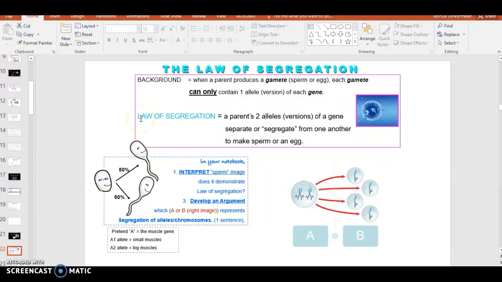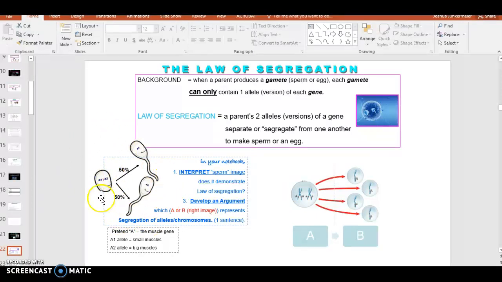Here we have the rest of the definition. Law of segregation: a parent's two alleles, or versions of a gene, separate or segregate from one another to make sperm or an egg. And then below we have some examples to help us think through this. Let's look at example or activity 1 first for this slide.